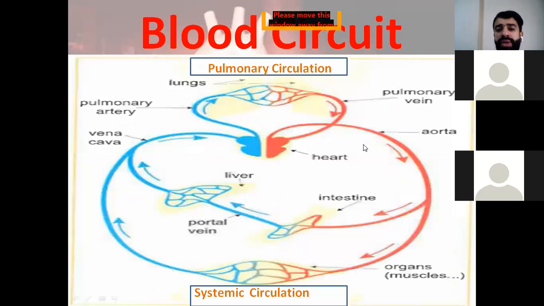We have here the blood circuit. For the blood circuit, we have two different types. We have something called pulmonary circulation. Whenever we talk about pulmonary, it's related to the lungs. And whenever we talk about the systemic, we are talking about the big circulation, the general circulation. Okay? Let's move to these circuits. These notes are the new notes for this session.